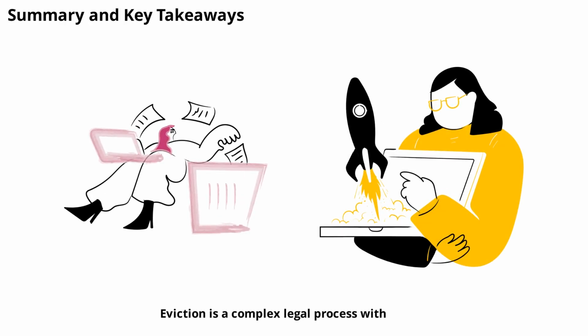Eviction is a complex legal process with serious consequences for both landlords and tenants. It involves specific steps, from serving notice to court hearings and possible removal by law enforcement. Understanding your rights and responsibilities, seeking help early, and communicating openly can help prevent or resolve eviction issues. Whether you're a landlord or a tenant, staying informed and following the law is the best way to protect your interests and ensure a fair outcome.